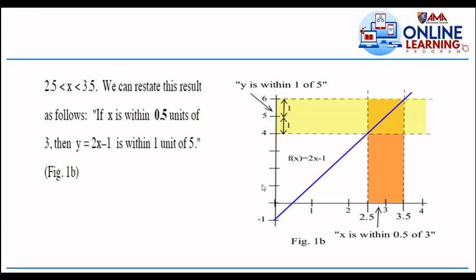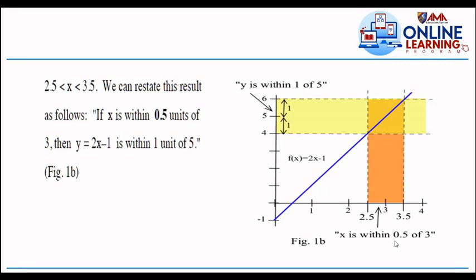So, from our graph, ito na siya. Meron na tayong value. Sabi niya dito, we can guarantee, so we can restate this result as follows. If x is within 0.5 units of 3, y equal to 2x minus 1 is within 1 unit of 5. Bali, exact value na po tayo ngayon. Yung 2.5, using the formula, 4, project it to the right, we have 2.5. 6, project it downward, we have 3.5. So, this is now our answer.